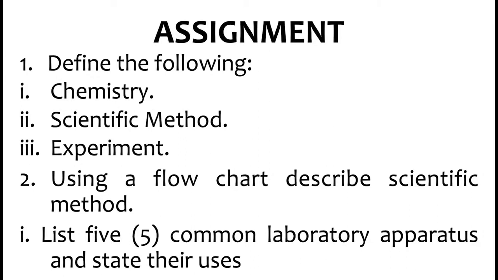I'll take that once again. Number 1 says, define the following. 1i, chemistry. 1ii, scientific method. 1iii, experiments. Number 2 says, using a flow chart, describe scientific method. And number 3 says, list 5 common laboratory apparatus and state their uses.